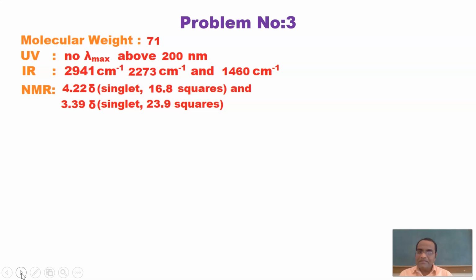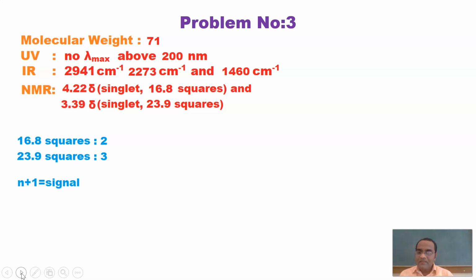singlet, 23.9 squares. So let's first calculate the number of squares against the number of hydrogens. So I have written here the ratio 2:3. We cannot divide 16 into 23, so I have written 2/3. So the number of hydrogens here might be 2 hydrogens and 3 hydrogens.